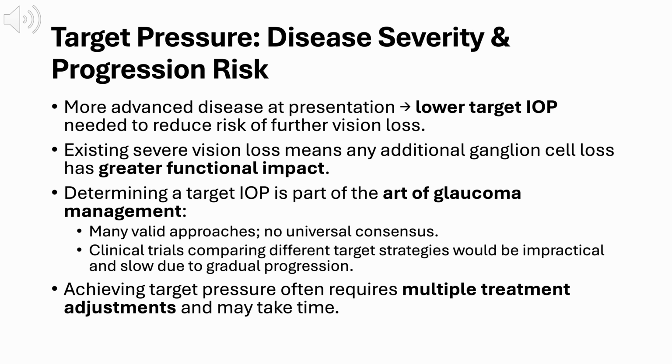Setting that target IOP is part of what many call the art of glaucoma management. There isn't one universal formula. Different clinicians may approach it differently, and there's no clear consensus backed by large-scale trials, since glaucoma progresses too slowly for such studies to be practical. Reaching the target often takes time and usually requires more than one adjustment, whether that's adding or changing medications, improving adherence, or escalating to procedural therapy. It's a dynamic process, not a fixed number.